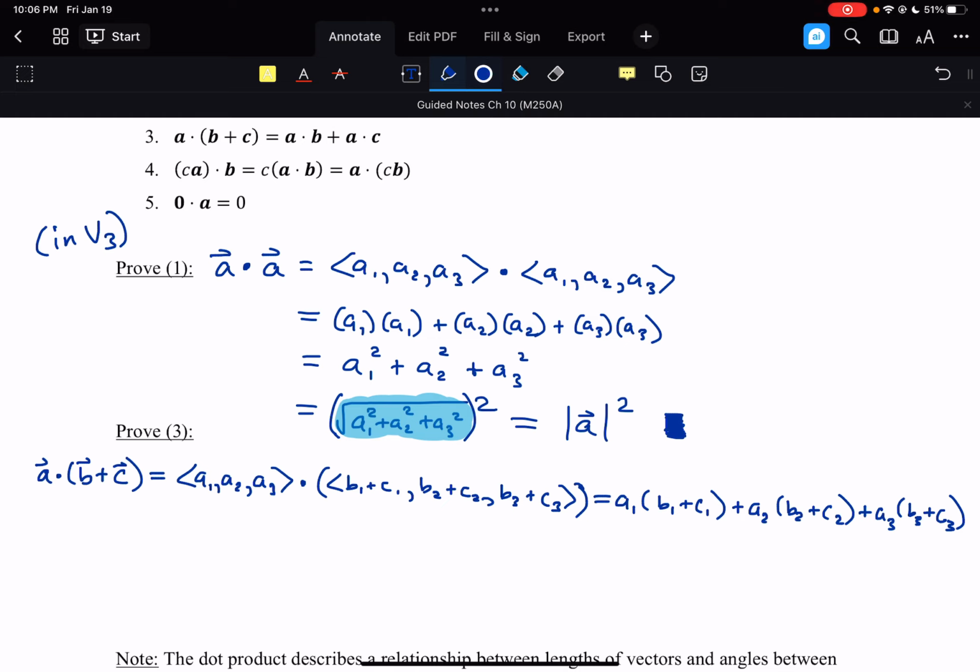And now that we're working with scalars, everything in here is a number now, right? No more vectors. The vectors are all gone. This is all just numbers. And we know that we can use the distributive property for numbers, right? That's something we learn in algebra. So now we can distribute all of these A's. So that's going to be A1, B1 plus A1, C1 plus A2, B2 plus A2, C2 plus A3, B3 plus A3, C3.